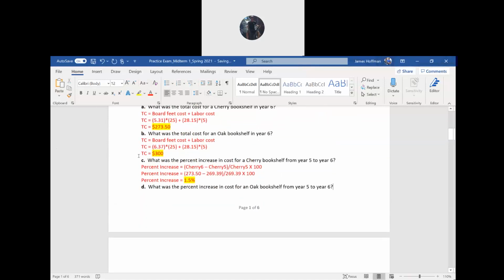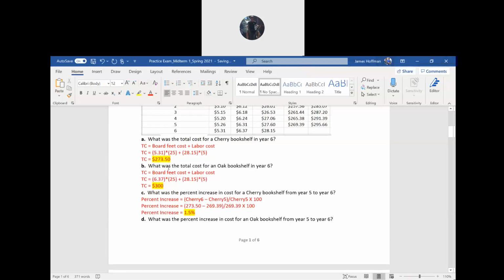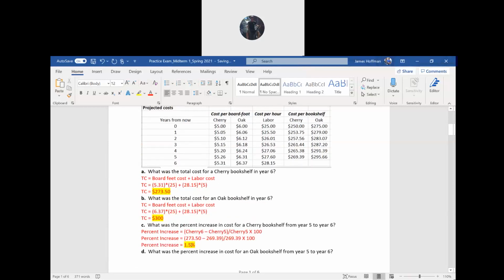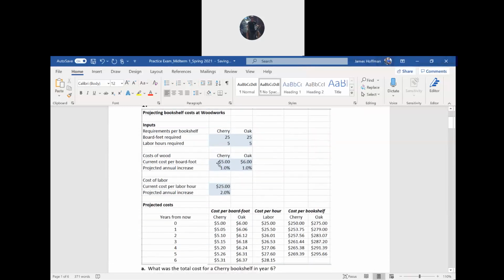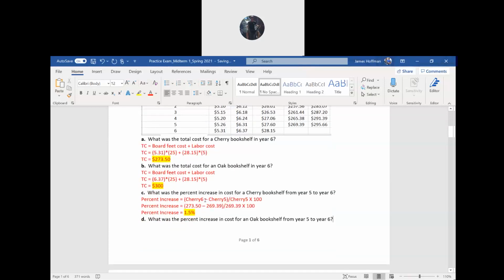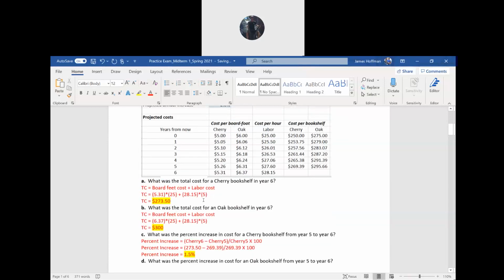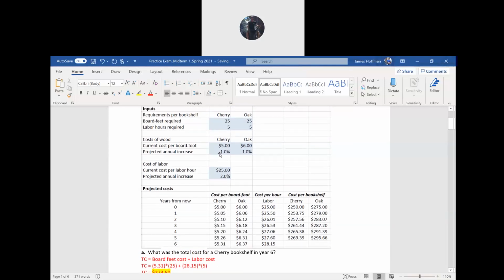All right, and then let's do the final one. What was the percent increase in cost for an oak bookshelf from year 5 to year 6? Do the same process for oak. Just note that the board foot cost increased at 1% and the labor cost increased at 2%. So your average percent increase that includes both should be in between. This is 1 and this is 2, and you got 1.5, so that sounds right. If it comes out to something not comparable to these percent increases, then you might want to double check your calculation.